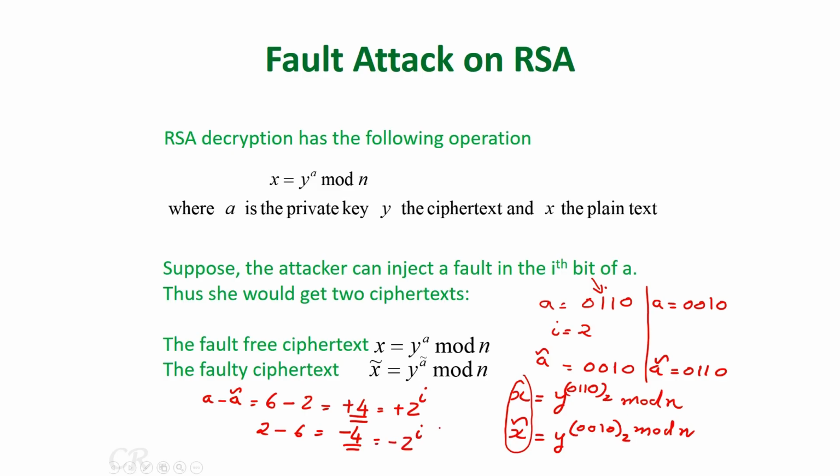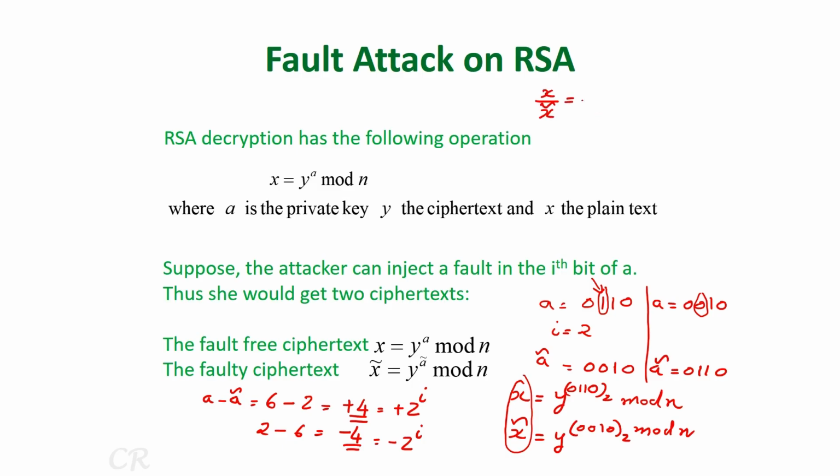So, you see that depending on whether the original value was 1 or 0, you would get either a positive value of 2 to the power of i or a negative value of 2 to the power of i. However, what the attacker only has is X and X tilde. So, how does he obtain this difference, 2 to the power of i or minus 2 to the power of i? In order to do this, he takes X and divides it by X tilde.